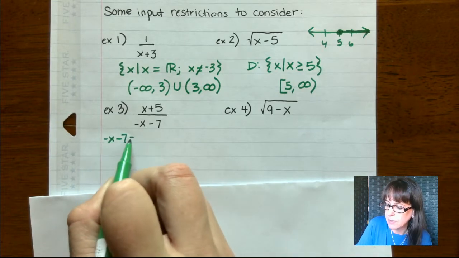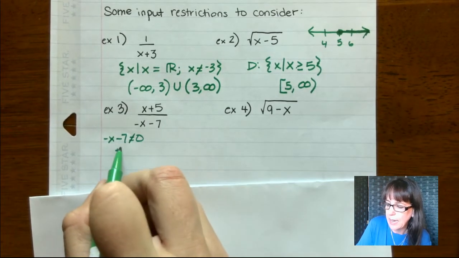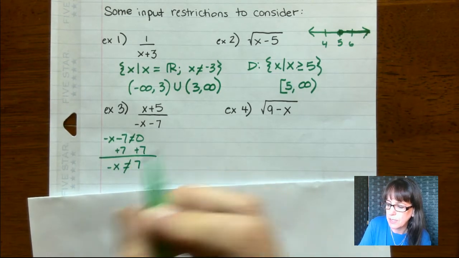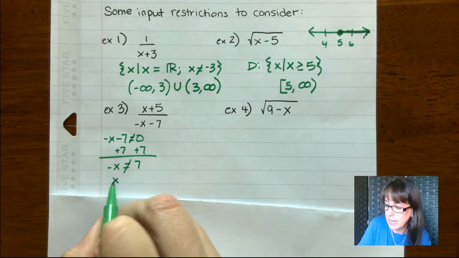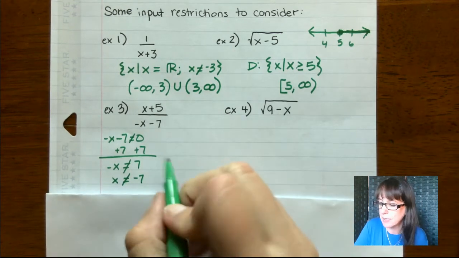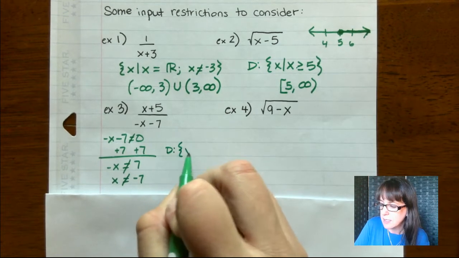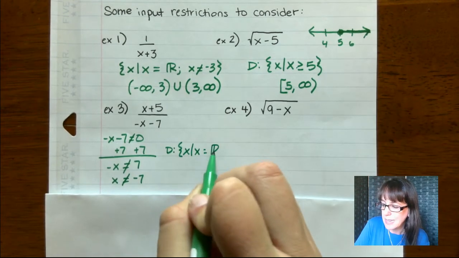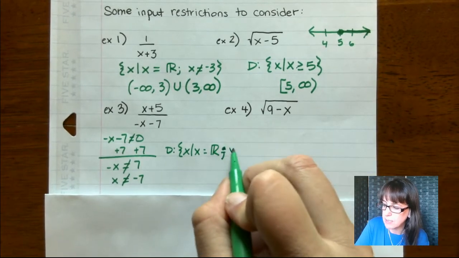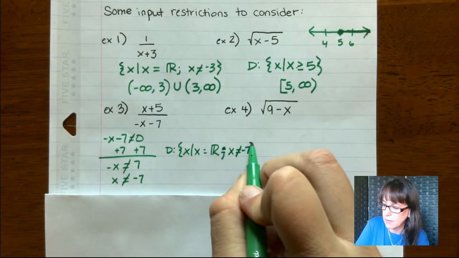-x minus 7 cannot equal 0. Add 7 to both sides. You get -x cannot equal 7. Divide both sides by -1, and you get x cannot equal -7. Okay, so now we know our domain. Our domain on this guy is going to be x such that x equals all real numbers except, oops, I forgot my little except, x cannot equal -7.